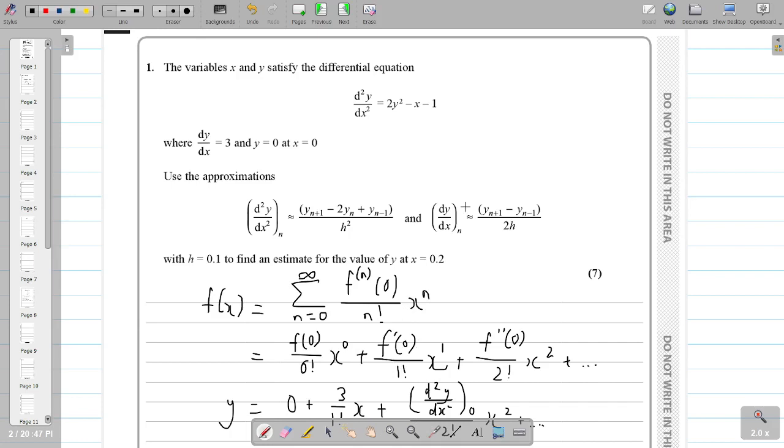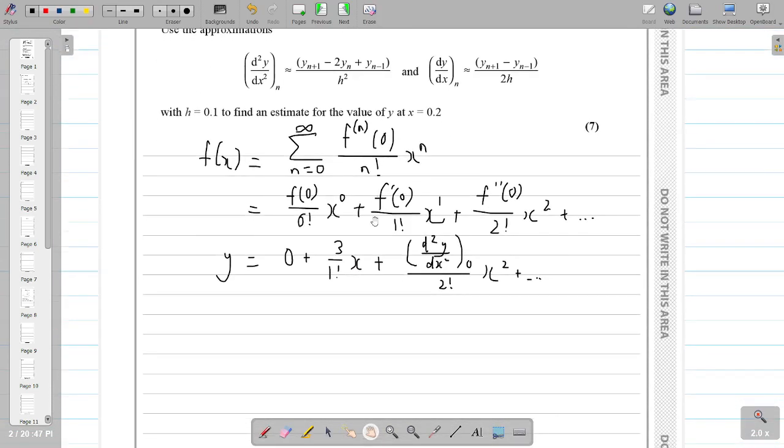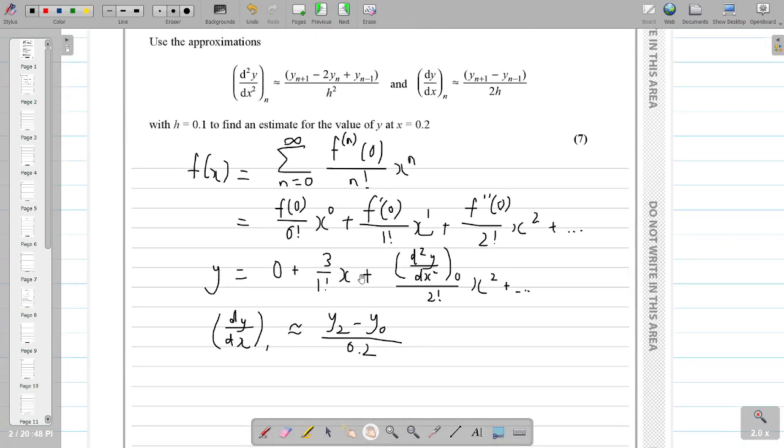Okay, so we're going to let n equals 1. All right, so let's try this one. So let's let n equals 1. So we're going to substitute it into this formula. So we have dy dx at 1. So basically our first iteration is approximately equal to y sub 2 minus y sub 0 over 2 times 0.1, because we want h to be equal to 0.1, which is 0.2. So what we want is y sub 2.